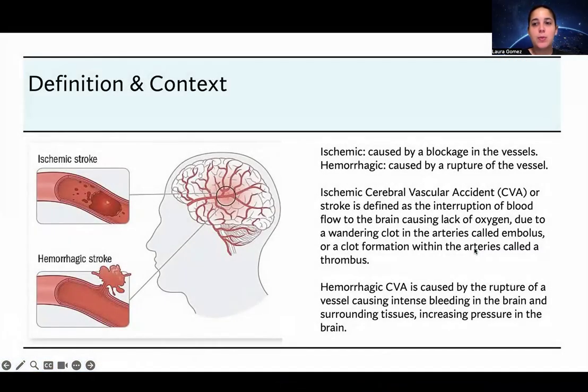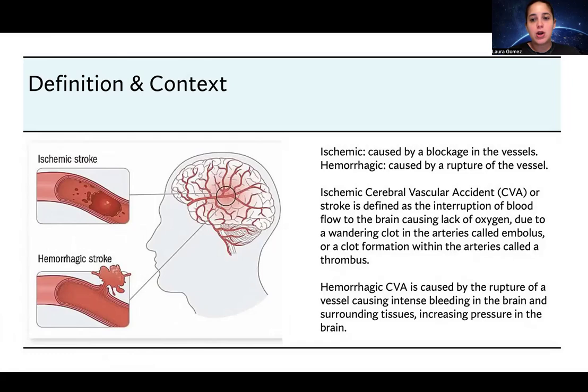CVA is what we consider stroke, that we commonly call stroke, and there are two different types of CVA: ischemic and hemorrhagic. An ischemic stroke is caused by a blockage in the vessels, and a hemorrhagic stroke is caused by a rupture of a vessel. So the two differences: hemorrhagic is a bleeding, ischemic is a blockage.